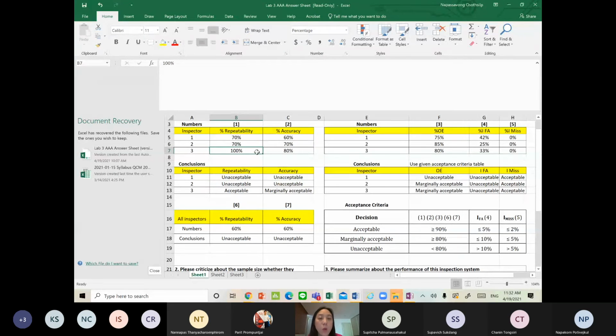So for inspector number 3, we should improve only the false alarm error. About the accuracy, it's only marginally acceptable. If it's a little bit less than 80%, it will be unacceptable, right? It's only marginally acceptable because the percentage of false alarm is too much. So where to improve can be inspector 3 in terms of false alarm, but not repeatability. Do you get that?